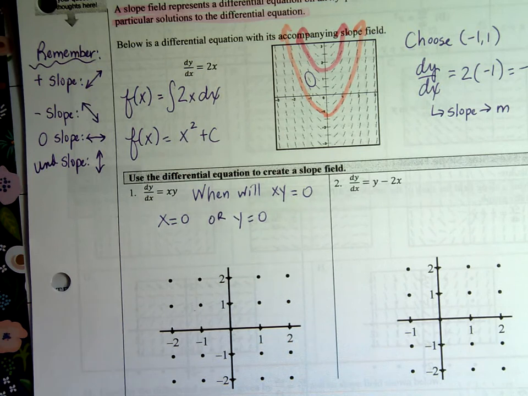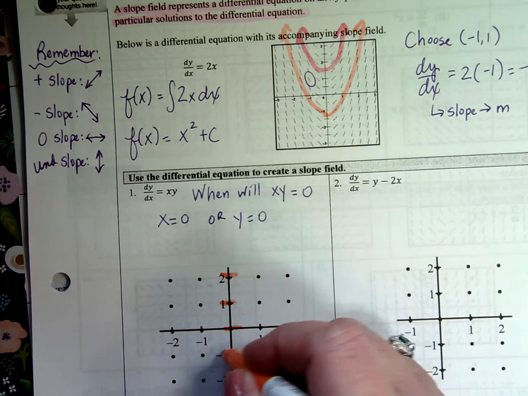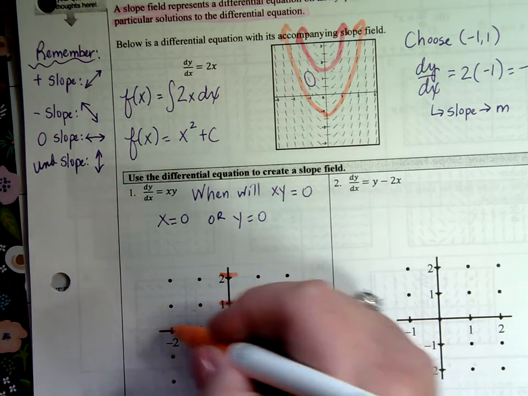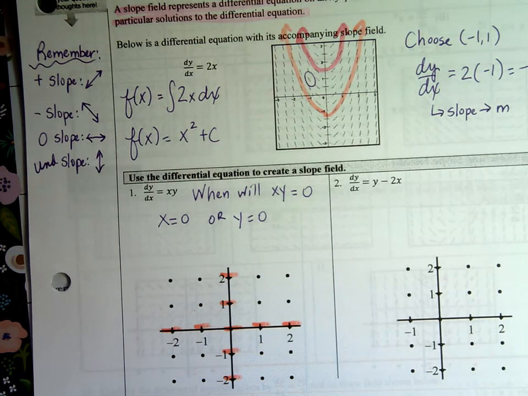So when x equals 0, that is all of these guys. x equals 0, x equals 0, x equals 0. They are all slopes of 0. And when y equals 0, here it is. All of these would be 0 as well. That just eliminated a whole bunch of points for you to have to figure out.